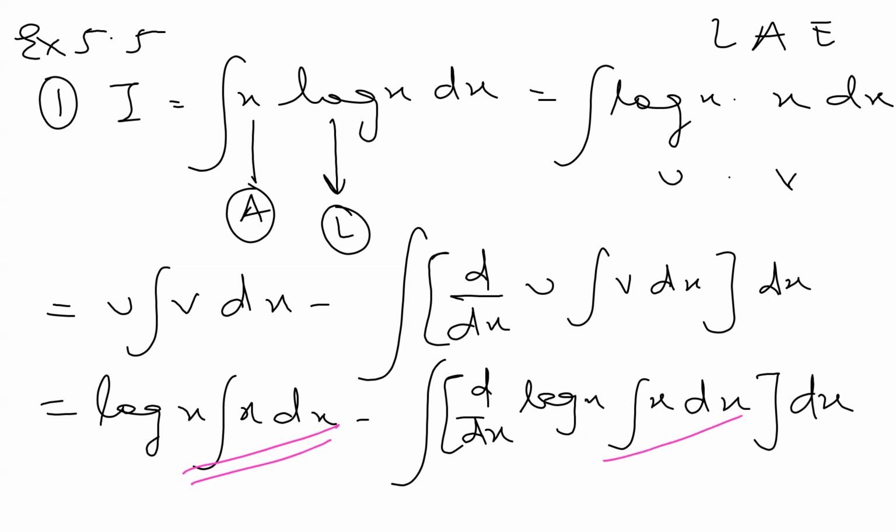What is the integration of x? I've given you the formula. Please tell me. x square upon 2, correct. x square upon 2 because x is x raised to 1, so x raised to n plus 1 upon n plus 1. The integration of x is x square by 2. Just copy till here. I'll wait for you.